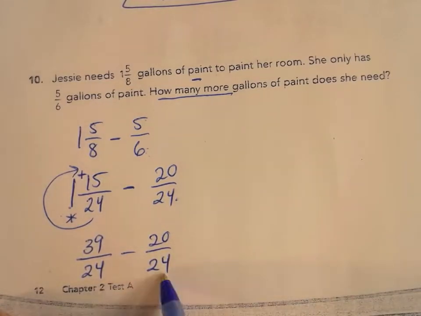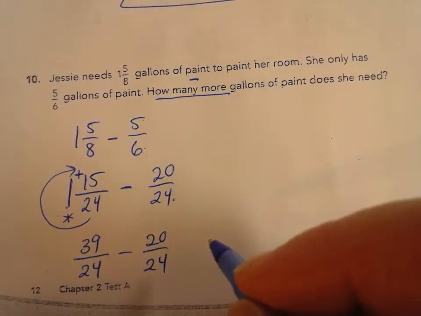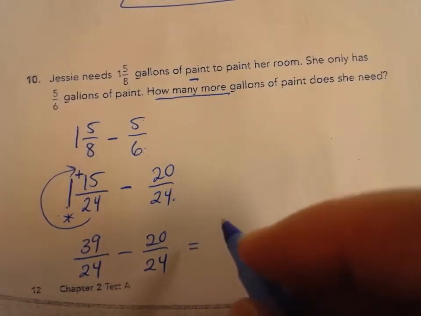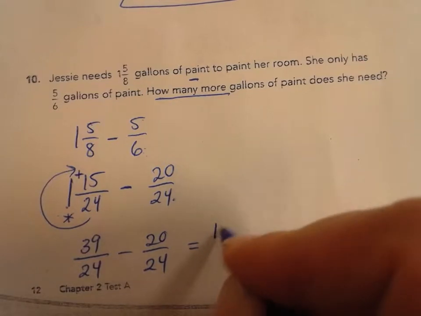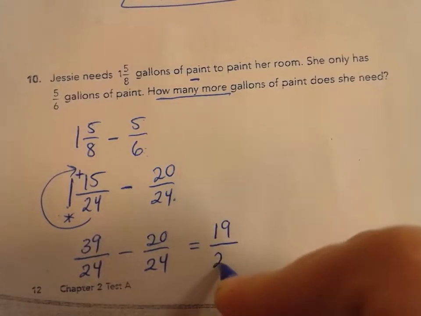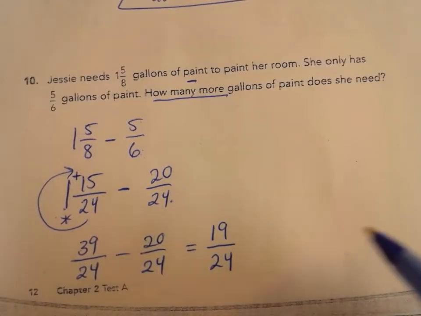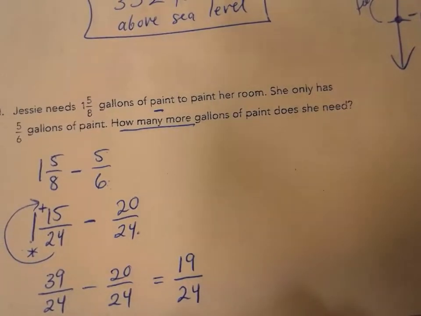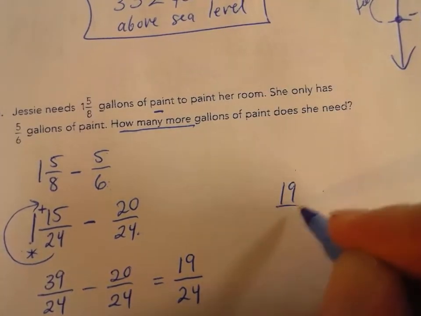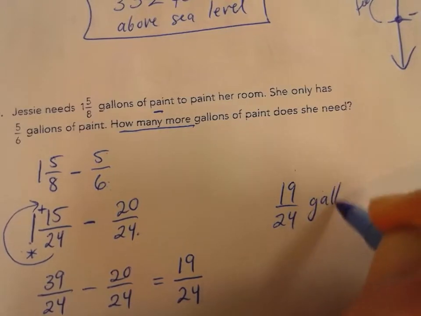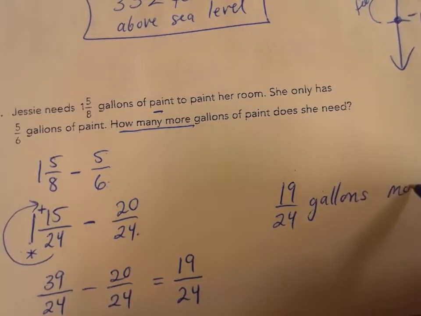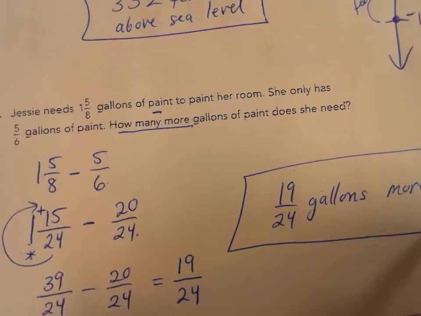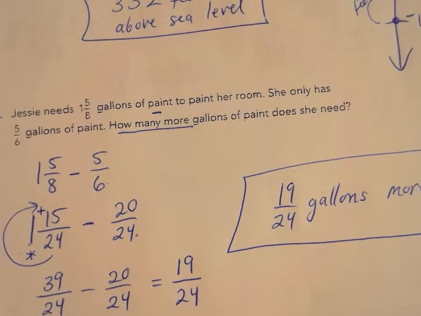Well, my denominators match, so I can really just subtract my numerators and keep my denominator and see what we get. So it looks like 39 take away 20 is 19, and these are still 24ths. 19 24ths looks like a decent answer, but it's kind of embarrassing. It's missing something called a label. So how many more gallons of paint does she need? 19 24ths gallons more are needed. Or we could go back and talk about Jessie and say she needs 19 24ths of a gallon more.